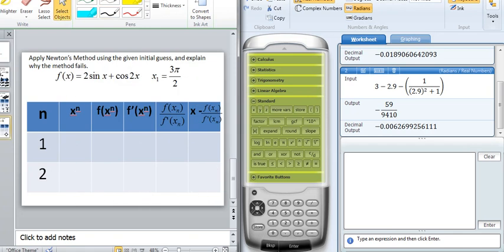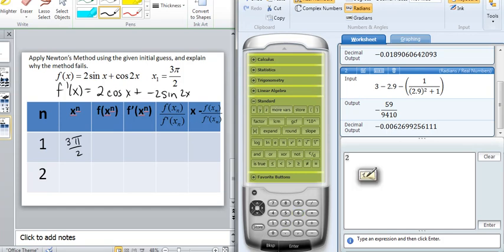The next one that we're going to talk about, this one also says it fails to converge, and we're going to show why. When we take the derivative of that, I get 2 cosine x plus the derivative of cosine is negative sine of 2x. We'll take the derivative of 2x, which gives me 2. My initial guess is 3 pi over 2. I'm going to plug 3 pi over 2 in for my function value.